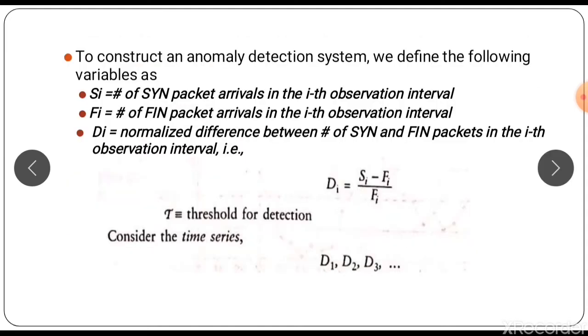So if you want to construct an anomaly detection system, we define some set of variables. Let Si be the number of SYN packets arrived in the ith observation interval, Fi be the number of FIN packets arrived in the ith observation interval. Let Di be the normalized difference between the number of SYN and FIN packets in the ith observation interval. That is, we can define Di as (Si minus Fi) by F. Let tau be the threshold for detection. Consider the time series D1, D2, D3, etc.